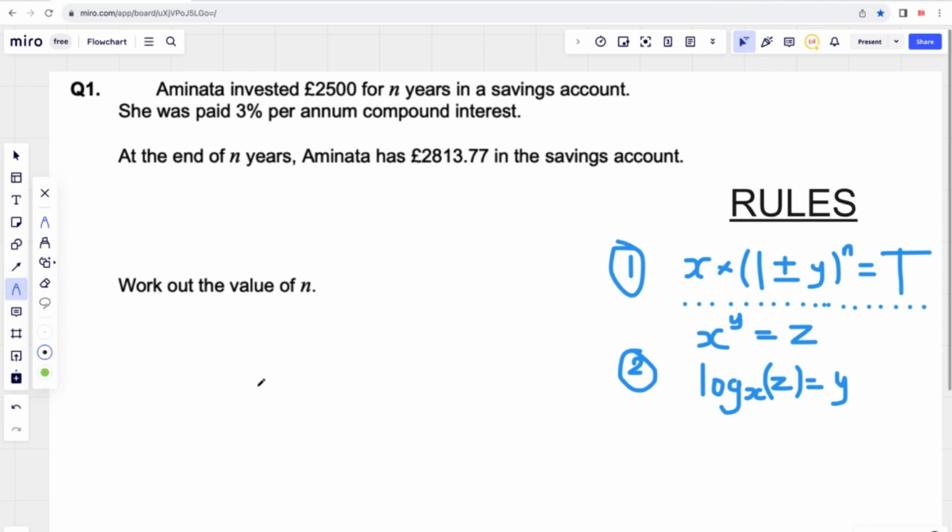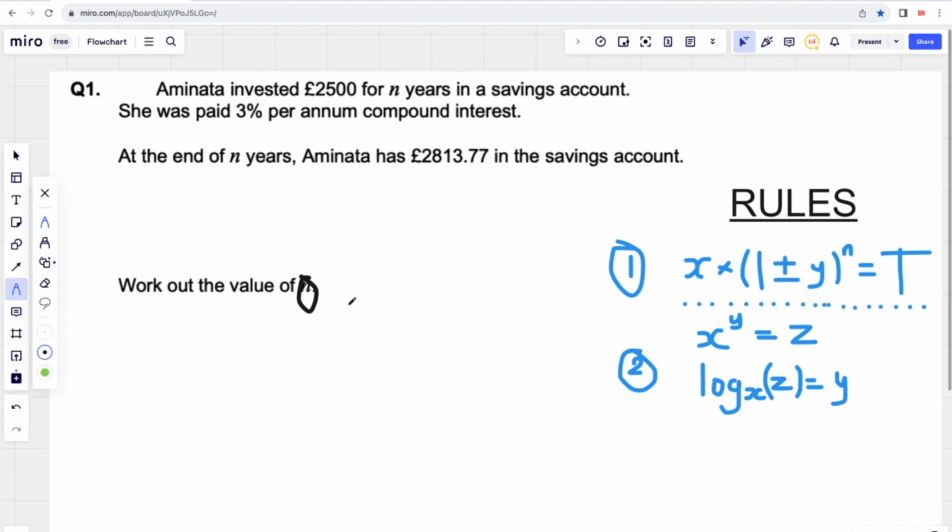Question 1. Aminata invested 2,500 for n number of years in a savings account. She was paid 3% per annum compound interest. At the end of n years, Aminata has 2,813.77 in the savings account. Work out the value of n.